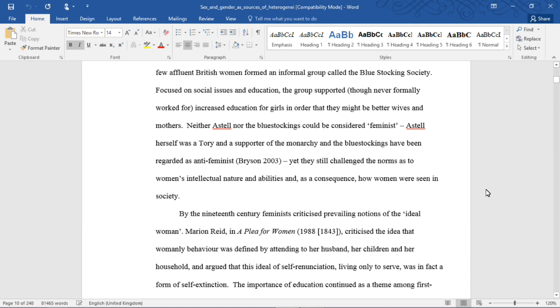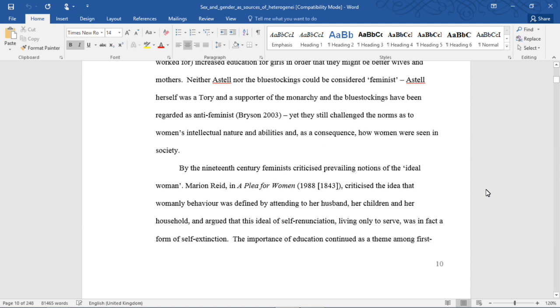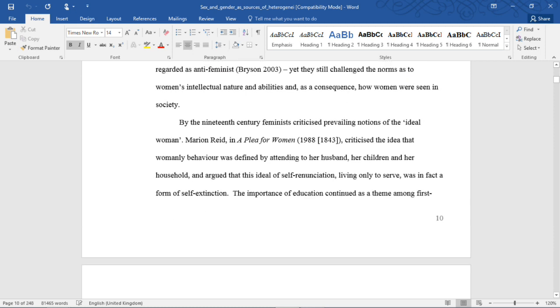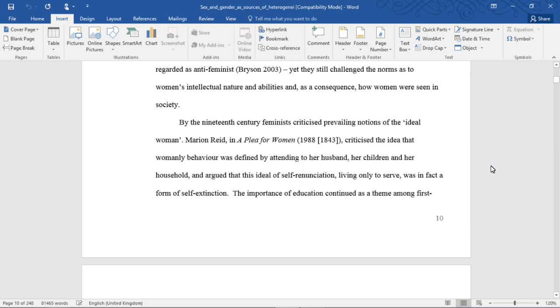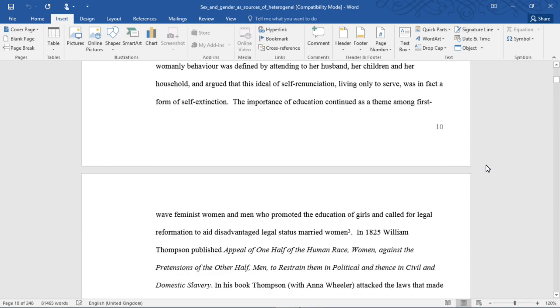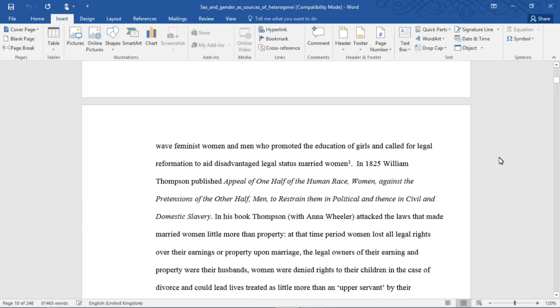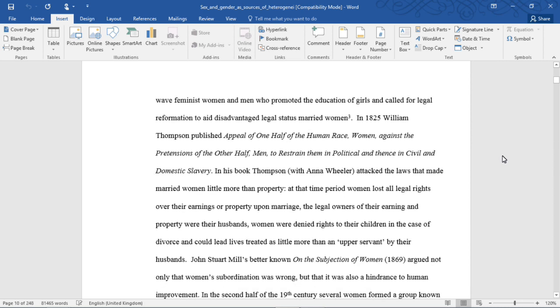Yet they still challenged the norms as to women's intellectual nature and abilities, and as a consequence, how women were seen in society. By the 19th century, feminists criticized prevailing notions of the ideal woman. Marion Reid, in A Plea for Women, criticized the idea that womanly behavior was defined by attending to her husband, her children, and her household, and argued that this ideal of self-renunciation, living only to serve, was in fact a form of self-extinction. The importance of education continued as a theme among first-wave feminist women and men who promoted the education of girls and called for legal reforms to aid the disadvantaged legal status of married women.